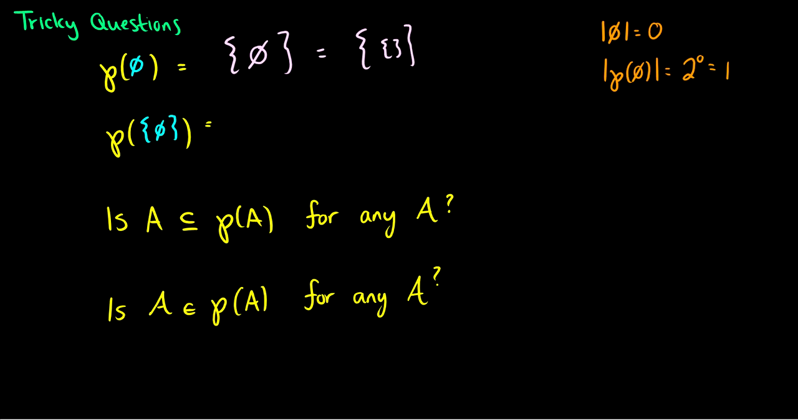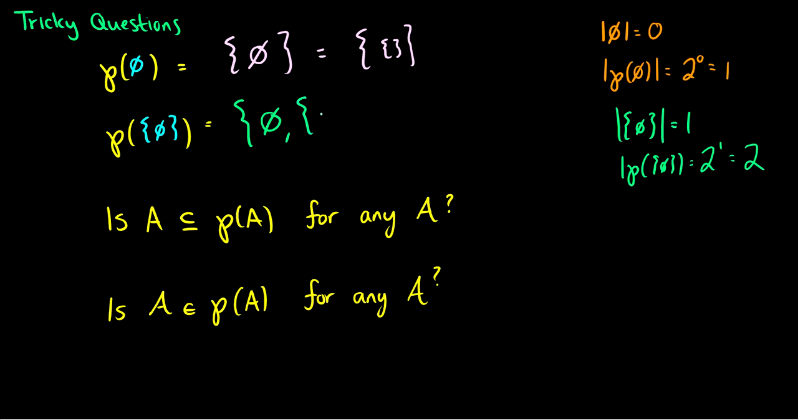Okay, now this is a little bit more confusing, but if we remember that the set containing the empty set, the size of this is 1. So the power set of the set containing the empty set should have 2 to the 1 equals 2 elements in it. So the first one would just be the empty set, because the empty set is an element of every power set. And then you'll also have the set containing the empty set as an element.